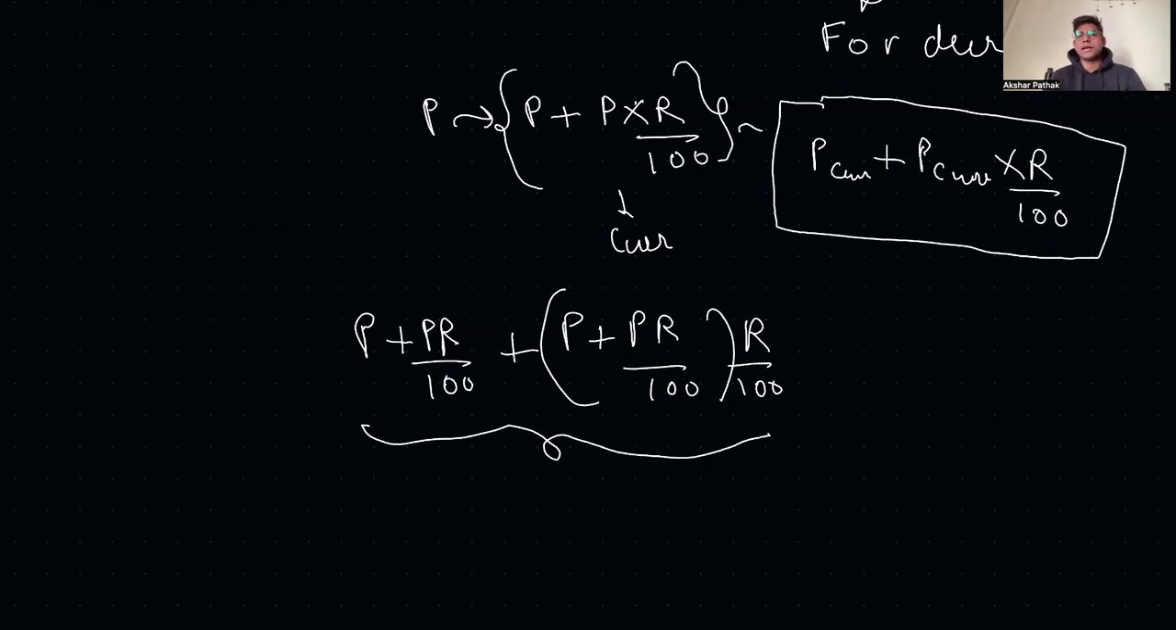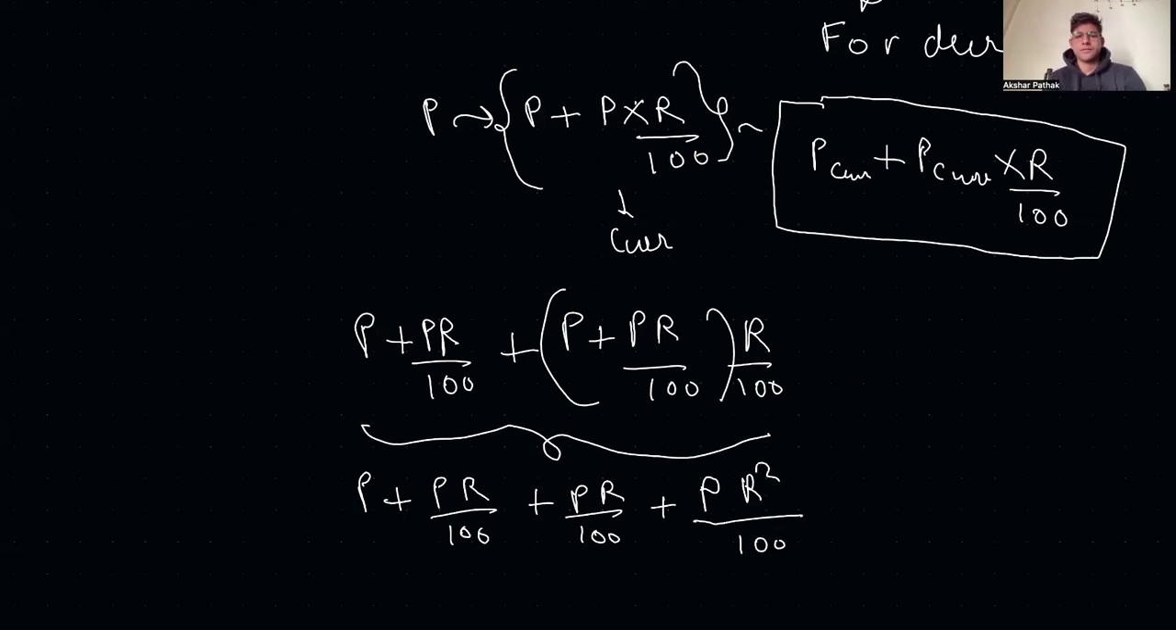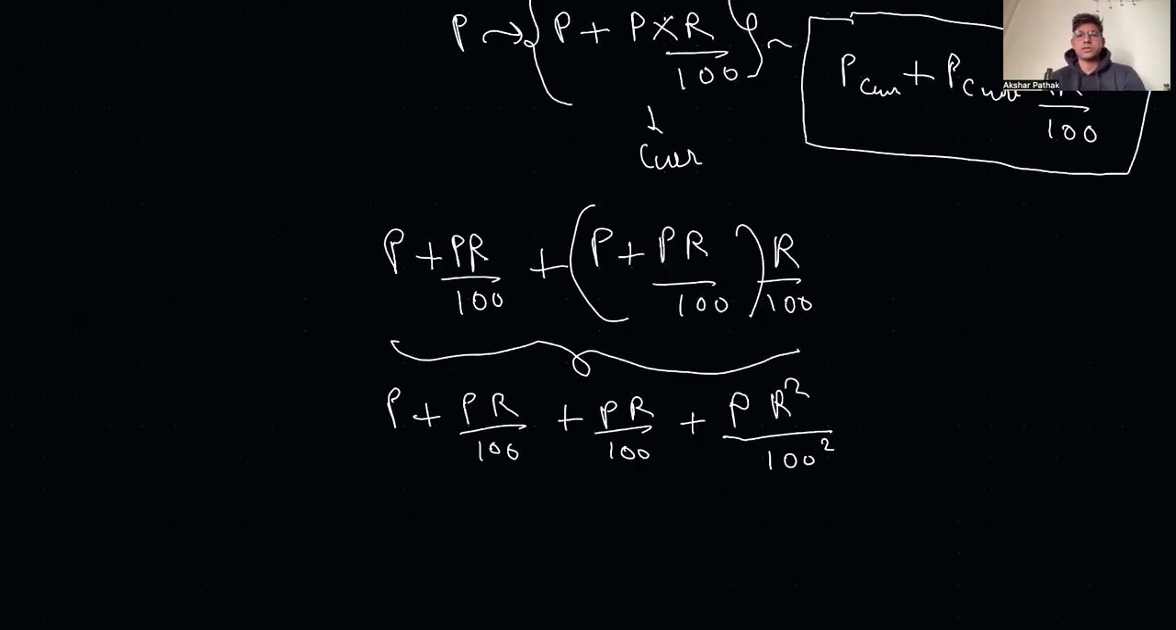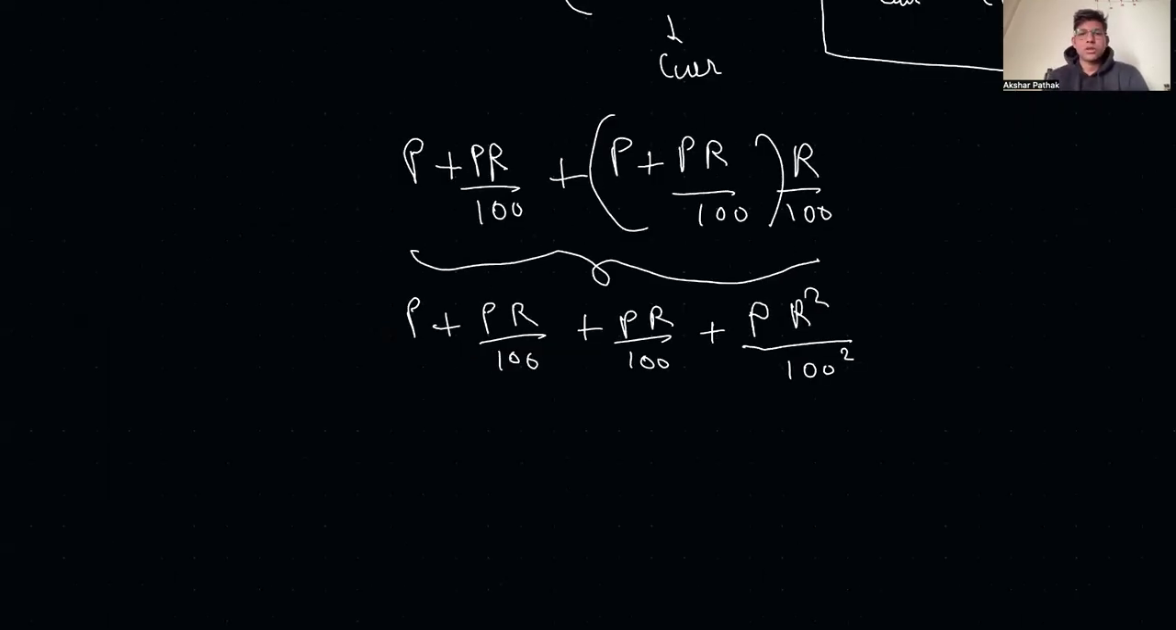Okay, so I don't think I need to calculate it again and again. I will just make a general formula because it's a very tedious task. So in the second year, I got P plus PR by 100 plus P times R by 100 plus P times R square by 100 square. So this is our number up till now.